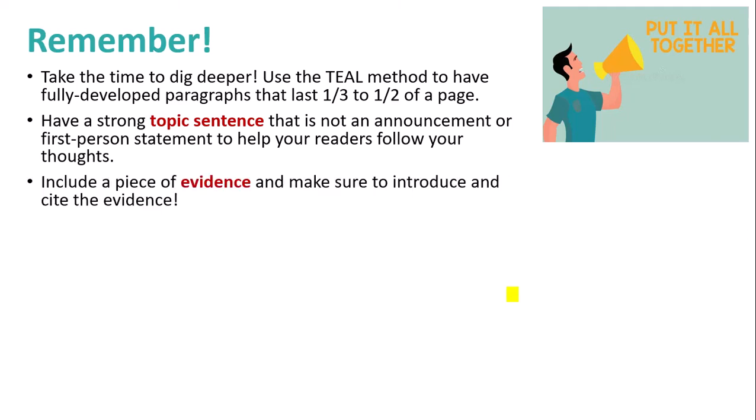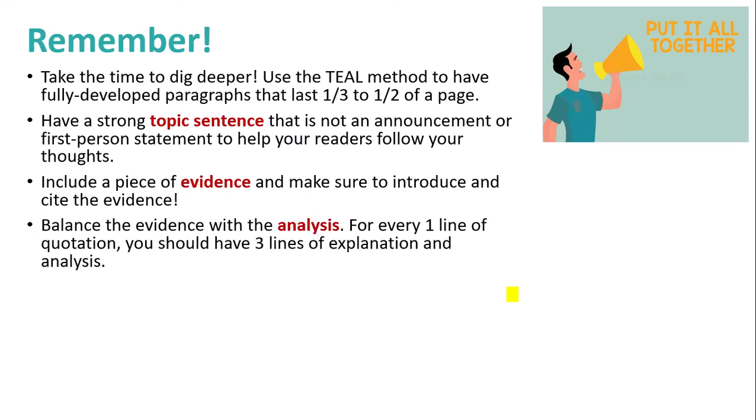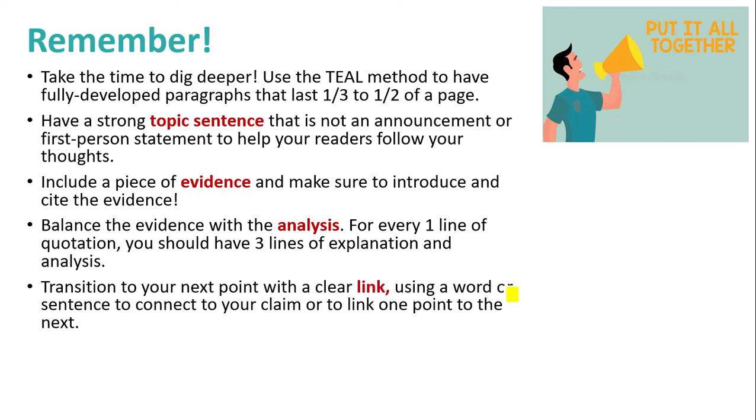Include a piece of evidence and make sure to introduce and cite that evidence. Balance the evidence with analysis. For every one line of quotation, you should have 3 lines of explanation or analysis. And if your quote is too long, you can summarize a longer passage, like a couple paragraphs or a page or even the whole essay or the whole article. Or if it's a shorter piece, you can always write a paraphrase. Then transition to your next point with a clear link, using a word or sentence to connect to your claim or to link one point to the next.